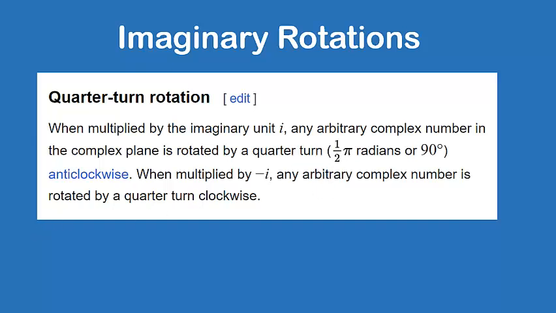So the question I have is why? Why does the imaginary unit i create these 90-degree rotations? What is special about i that makes it rotate 90 degrees? And what does it mean to rotate a complex number clockwise and counterclockwise in the complex plane?